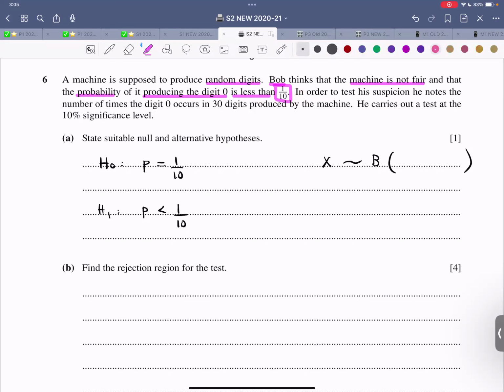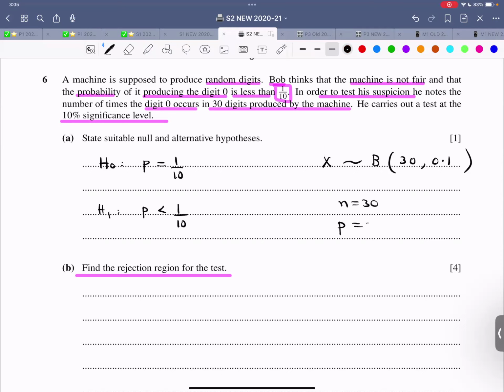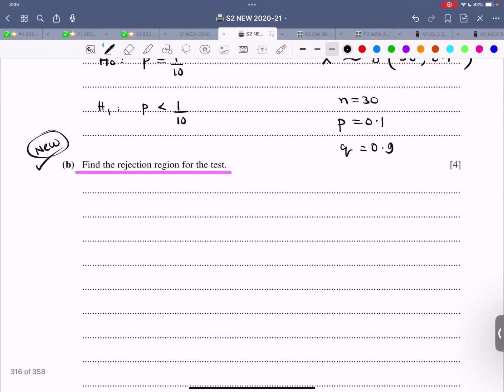And in order to test this suspicion, he notes the number of times the digit 0 occurs in 30 digits produced by the machine. He carries out a test at the 10% significance level. And this time we have to find the rejection region for the test. So first of all, we will write 30, 0.1. So n is 30, p is 0.1, q is 0.9, and this is something very important, which is new, that is finding the rejection region for the test.